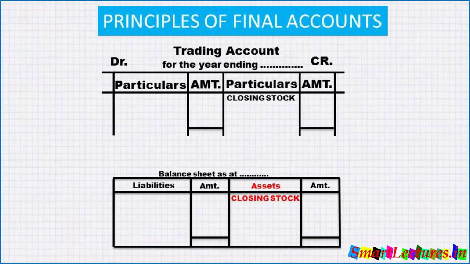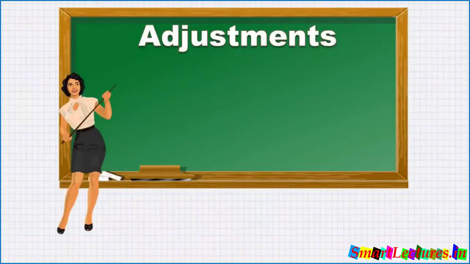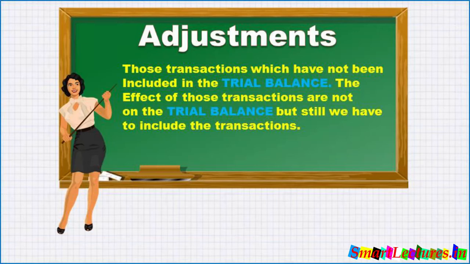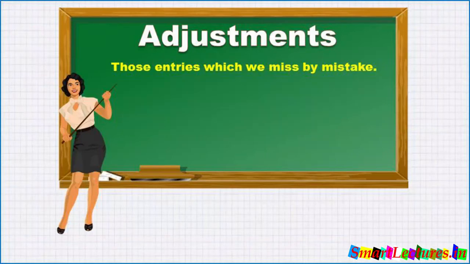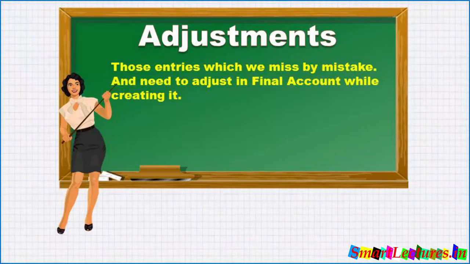Now we are going to start adjustments. Adjustment means those transactions which have not been included in the trial balance, means the effect of those transactions is not on trial balance, but still we have to include all these transactions. So you can say by mistake we missed all these transactions. Now we have to include them in the final accounts. Basically, it's not an error. Just for the convenience of learning, we are going to assume that these things are missing.